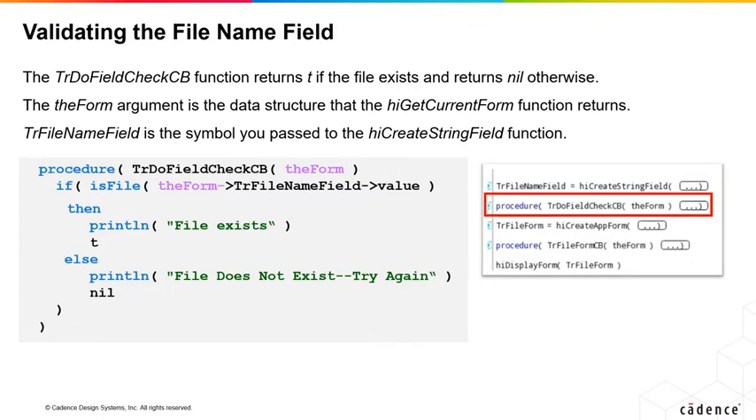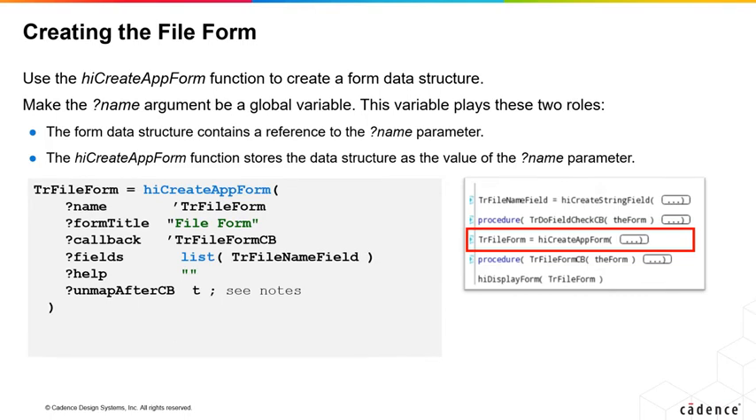Next, we want to create the file form. And we're going to use HI create app form to create that form data structure. You can see the inputs here are name, form title, callback, fields, help, and unmap after CB, which we'll discuss on a future slide. The form title is file form. The callback is the function tr file form callback. And then we give the list of fields. In this case, we only have a single field, which was that string field we created earlier. If we had multiple fields, we would list them here.